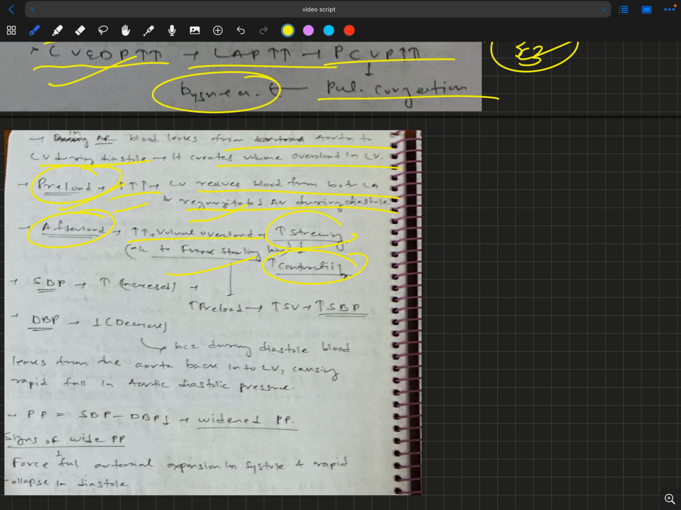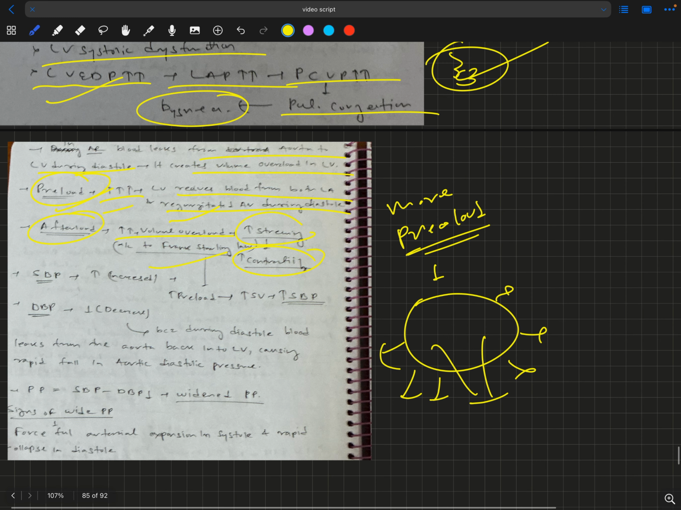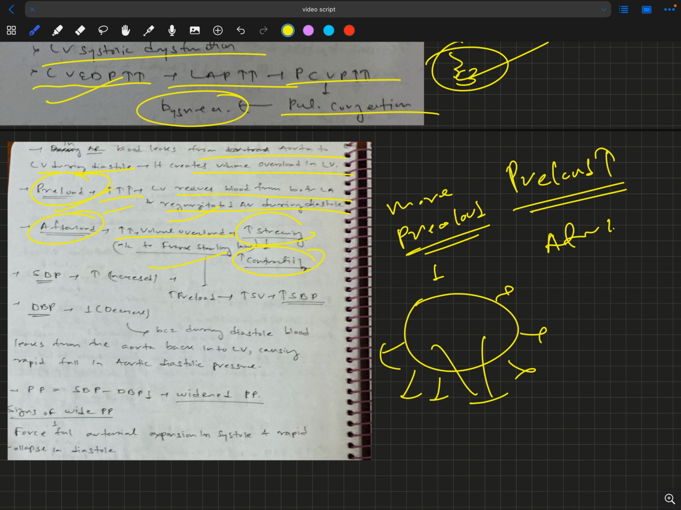Contractility will increase, per the Frank-Starling law. So with more preload, the ventricles will stretch more, and according to the Frank-Starling law, they will also pump more. So preload is increasing, and afterload is also increasing in case of aortic regurgitation. Preload increases because of the diastolic leak from the aorta into the left ventricle during diastole, and afterload increases due to the increase in preload, increased stretching, and the Frank-Starling law.